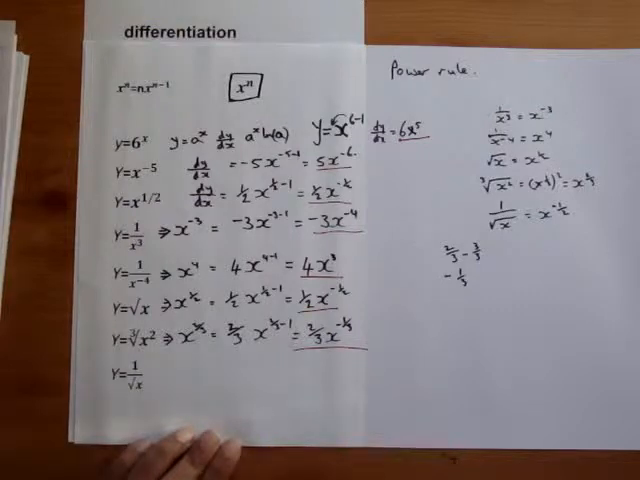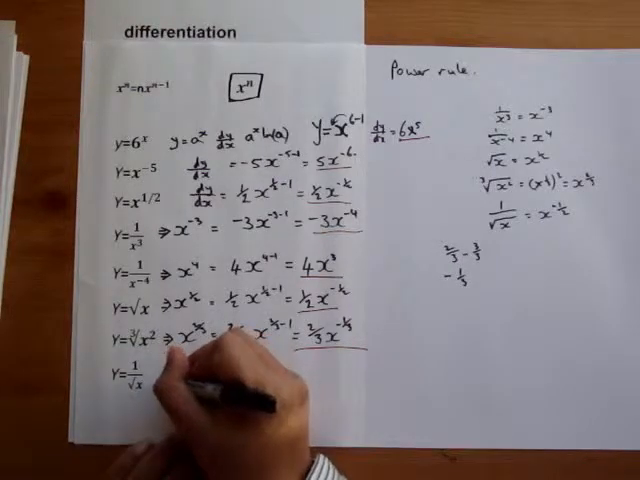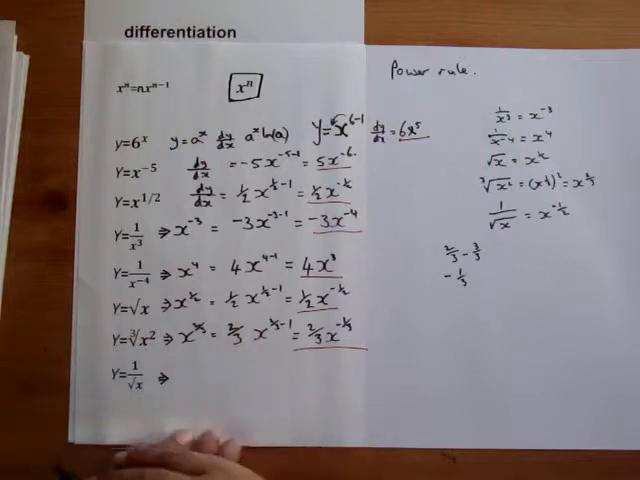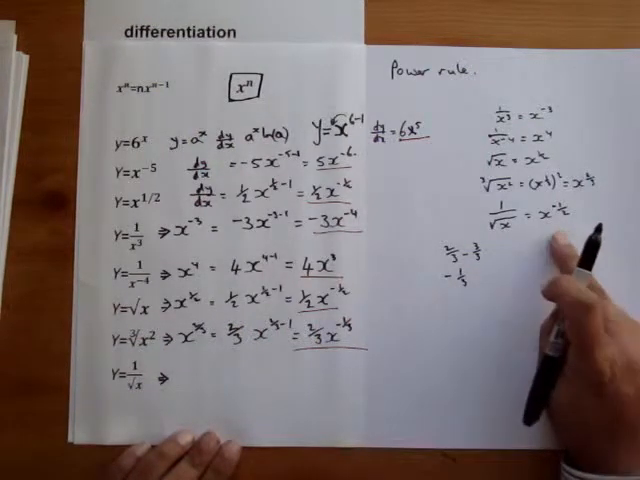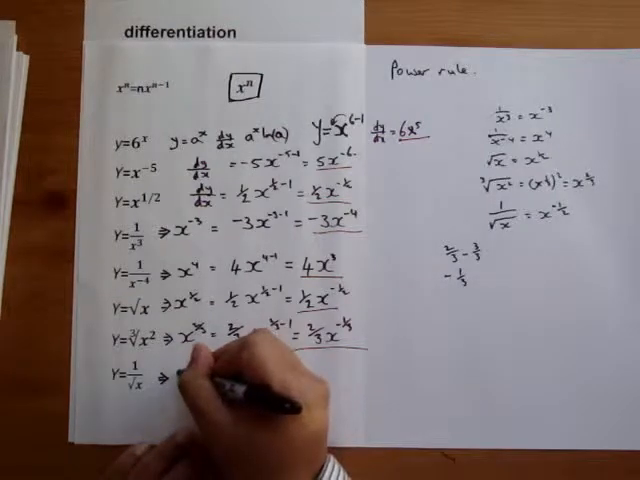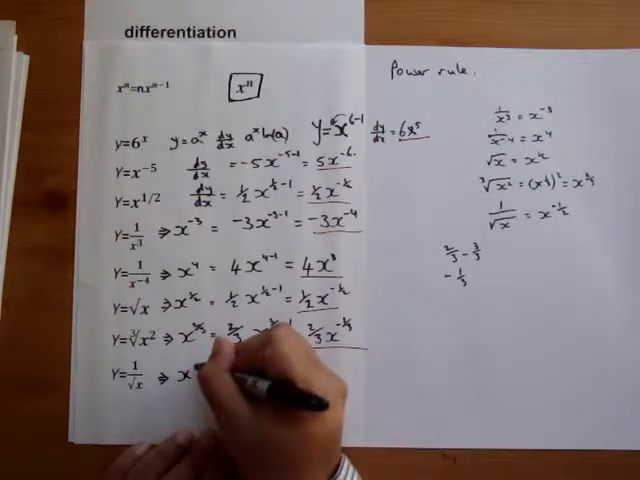Okay, y equals 1 over root x. Is this in the form x to a power? No, it isn't. Can we make it look like that? Use our rules of indices. X to the minus half is the same as that. So x to the minus half.